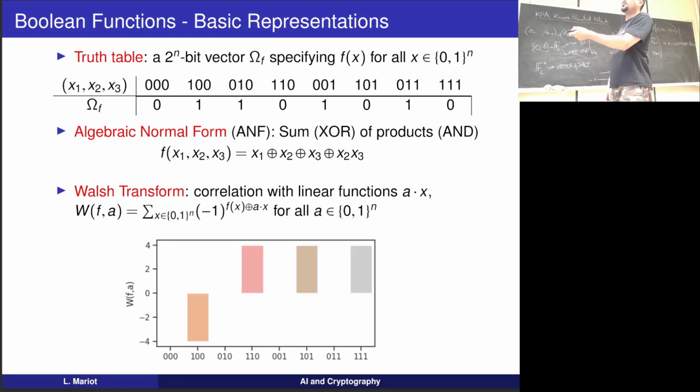And this is an example of the Walsh transform that we get from the particular function in our example. You will see here that for the linear function defined by the vector 0, 0, 0, the null function, basically the constant function 0, we have 0 as a coefficient of our Walsh transform. If we compute it for a equal to 1, 0, 0, we have -4. For 0, 1, 0, we have again 0. For 1, 1, 0, we have +4, and so on for all the others.